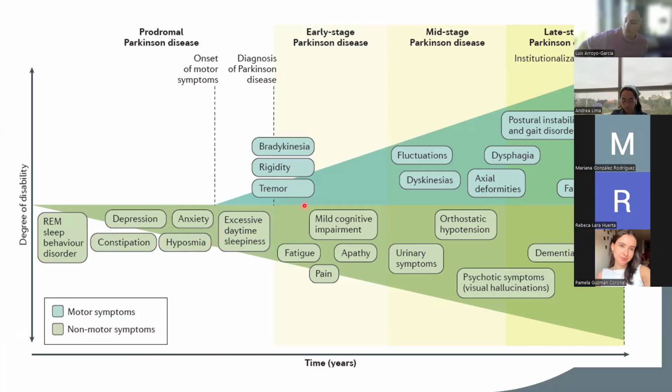And then you start having problems with the motor function, and here is when we can actually diagnose Parkinson's disease, when you have bradykinesia, rigidity, tremor, fluctuations and dyskinesias, postural instability, dysphagia, falls, etc. And here, until the late stage, we have dementia.